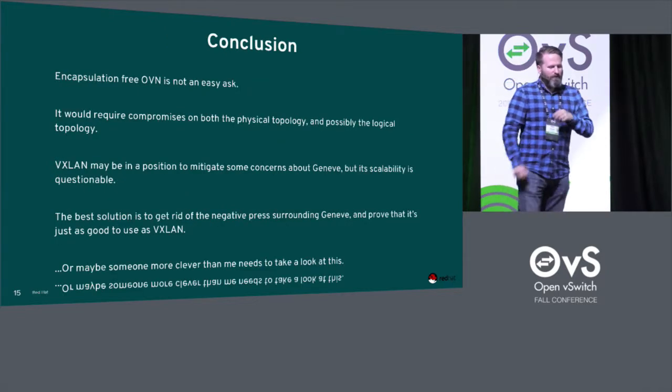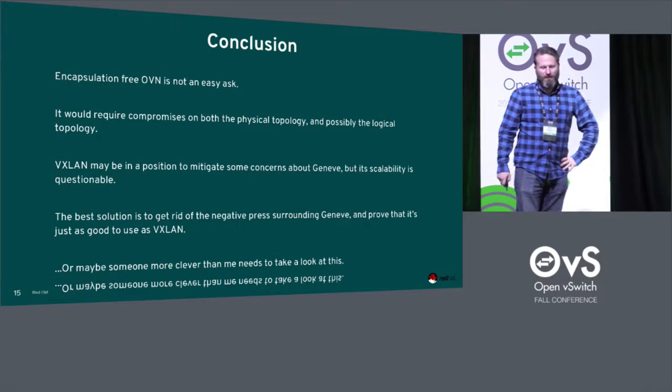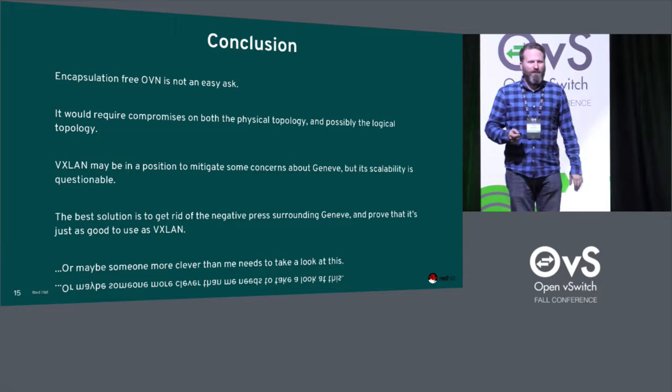So my conclusion, I'll just read this one line. The best solution is to get rid of negative press surrounding Geneve and prove that it's just as good to use as VXLAN. Or maybe have someone more clever than me come up with ideas.